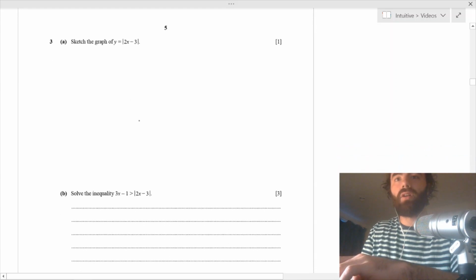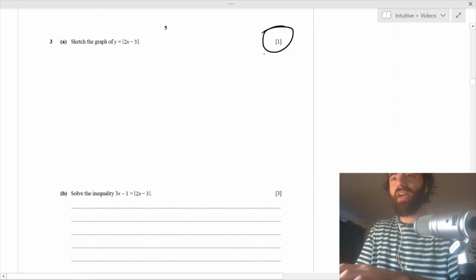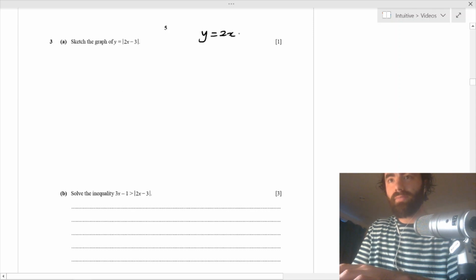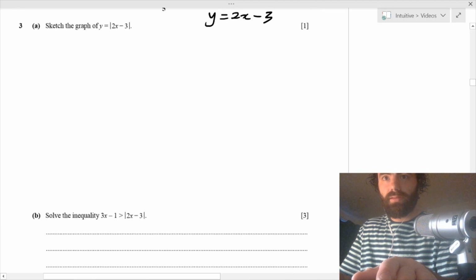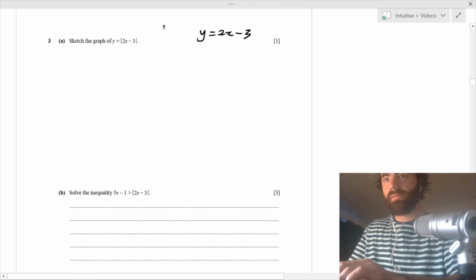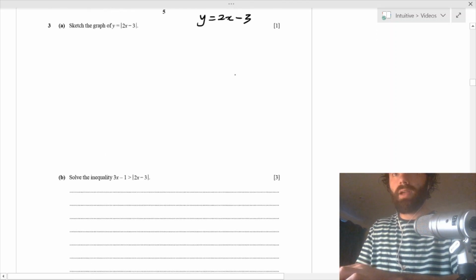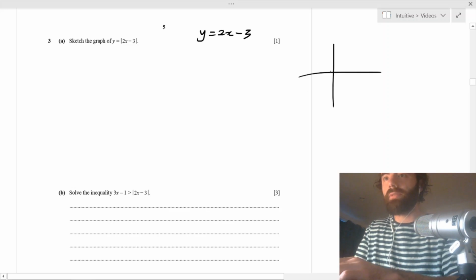Okay, so sketch the graph of this. Well, this is an absolute value. So the graph, it's one big fat mark. Let's have a look at what this graph looks like. I feel like I want to zoom in a little bit. How do I do that? Well, that's too much. Okay, anyway. So this graph, what does this look like? Well, let's just have a little sketch here.